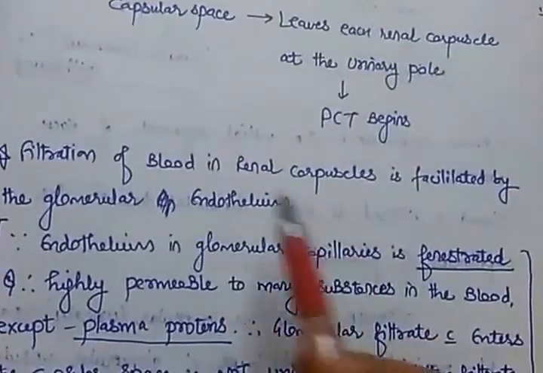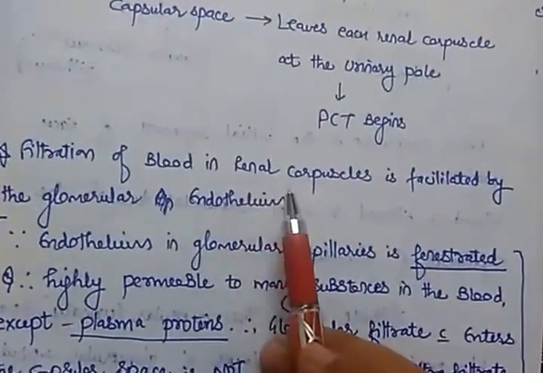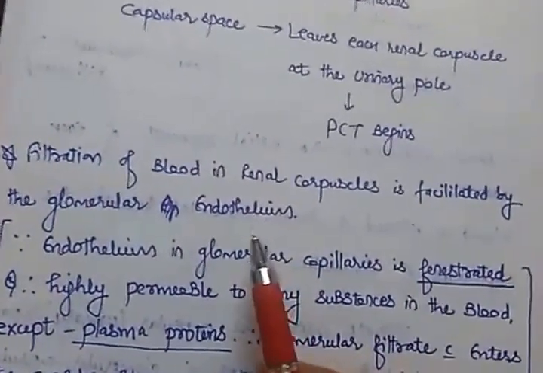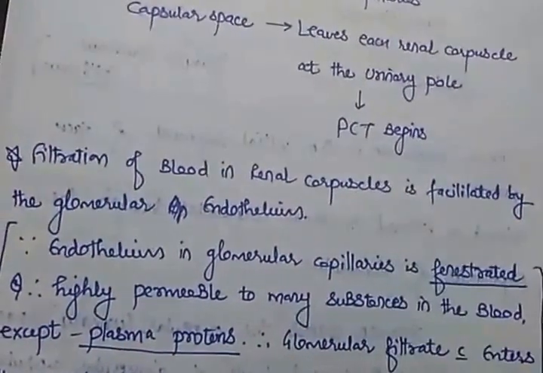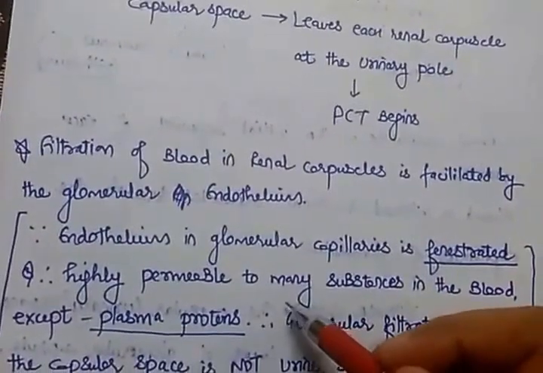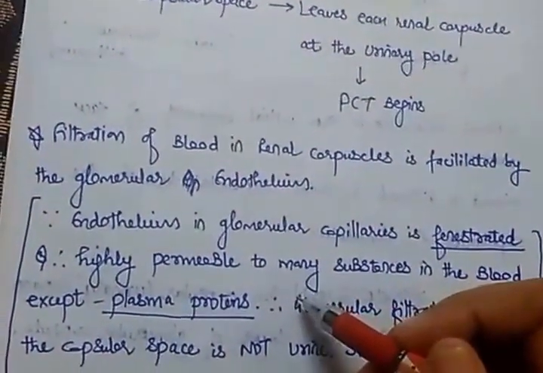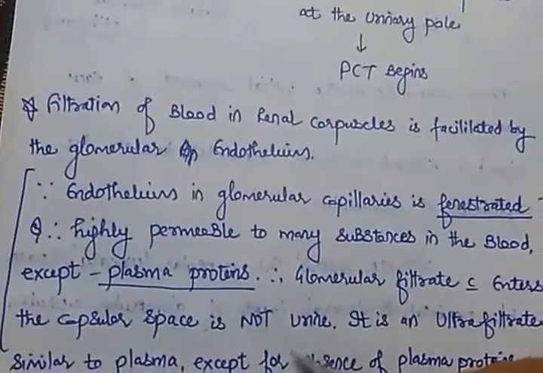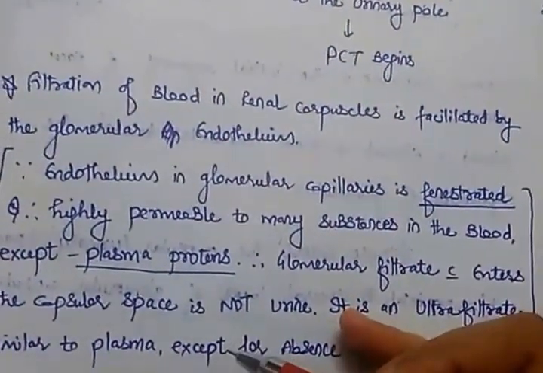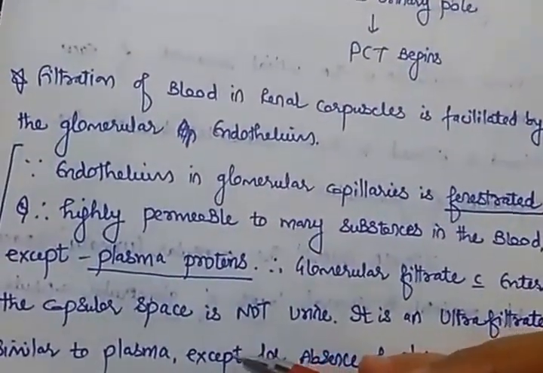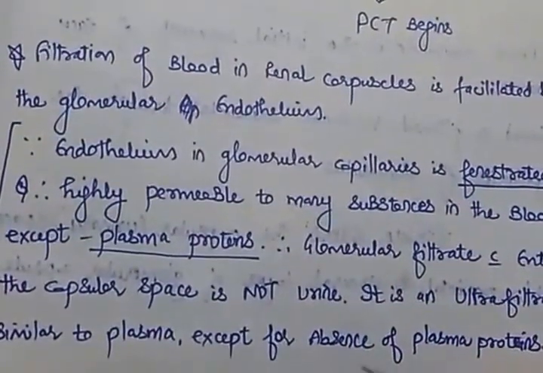Okay, so the filtration of the blood within the renal corpuscles is facilitated by the glomerular endothelium. Basically, the endothelium within the glomerular capillaries is very fenestrated and therefore permeable to many substances in the blood except the plasma proteins. So the glomerular filtrate which enters the capsular space is not urine. It is just an ultrafiltrate which is similar to plasma except for the absence of plasma proteins.